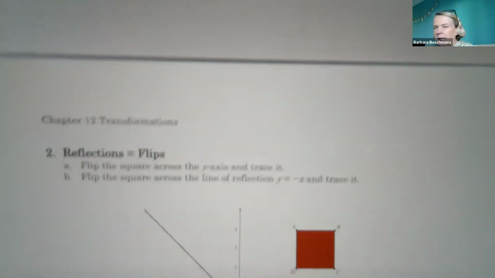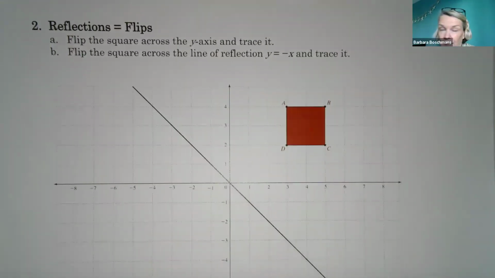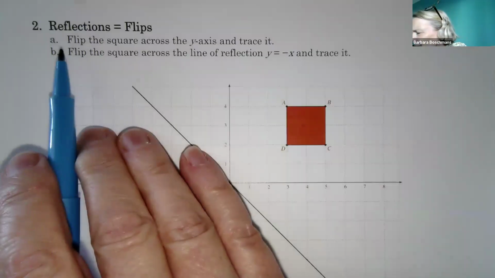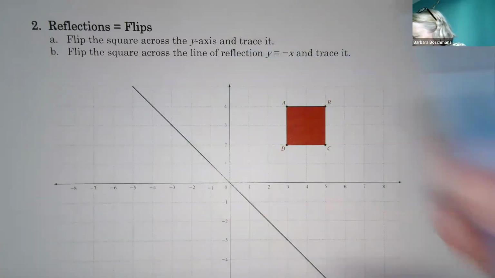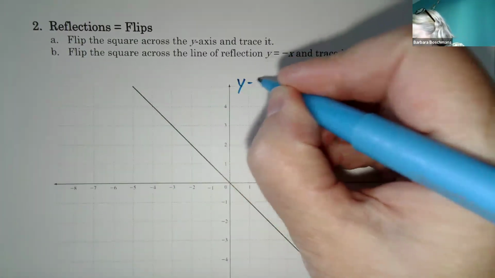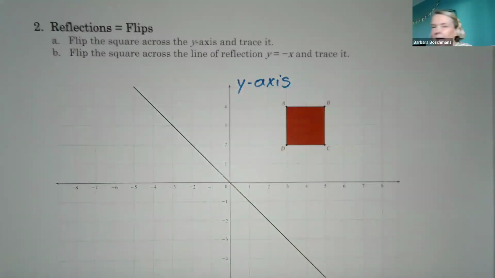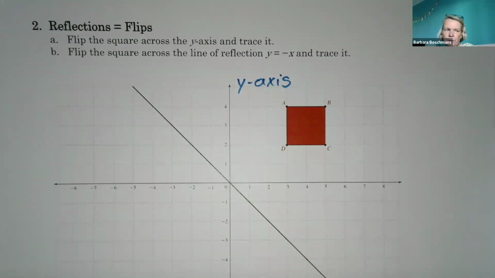The second type of transformation is a reflection, also called a flip. We've done some reflection lines or lines of symmetry when we're looking at symmetry. This is outside of it, but we do create this mirror image. A is flip the square across the y-axis and trace it. So the vertical axis is the y-axis, and we want to flip it over. What we don't see when we do this on paper is we actually end up with the image flipped over so you see the backside of it.